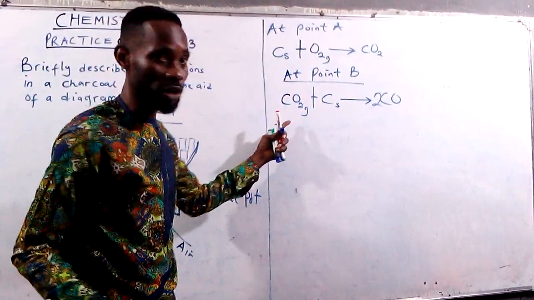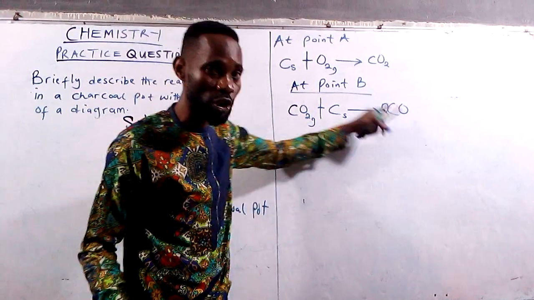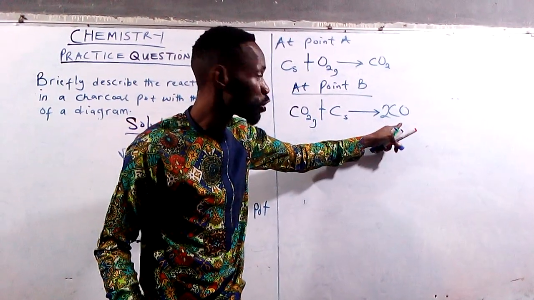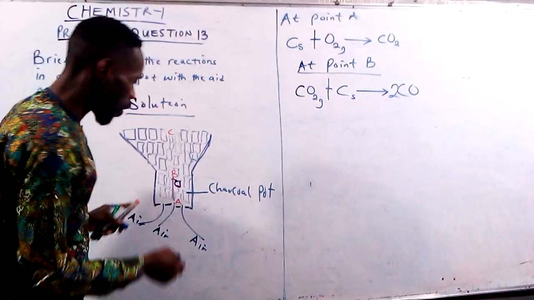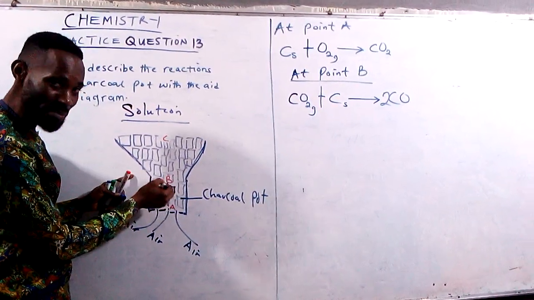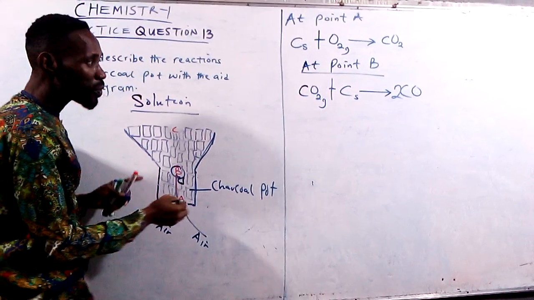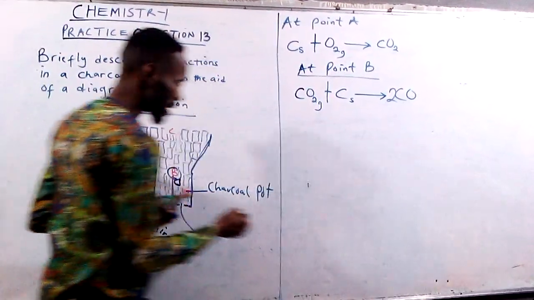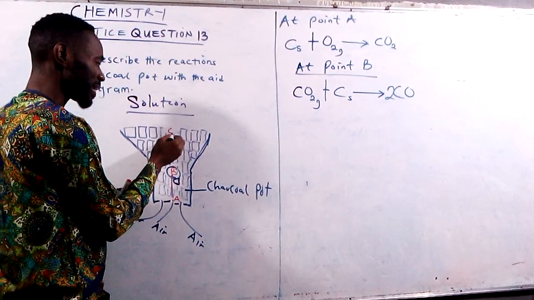So you find out that a reduction reaction occurs. The carbon in the carbon 4-oxide is being reduced to carbon monoxide at point B because we have a limited supply of oxygen at point B. Now, carbon monoxide, being a gas, moves further up to point C.